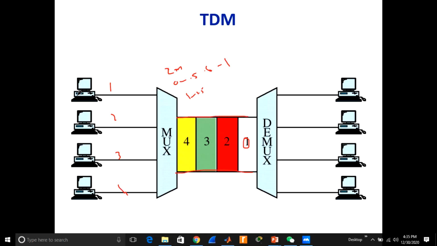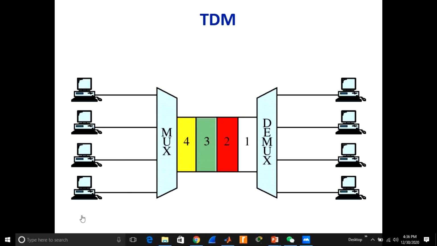It means that this link is used by only one transmitter at a single slot. In a single slot, only one device can send data. So this is called time division multiplexing. And when the transmitting capacity of the link is smaller than this, in this case we will use the TDM, time division multiplexing scheme.